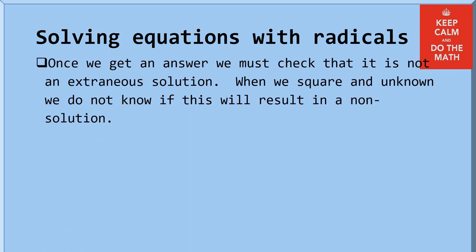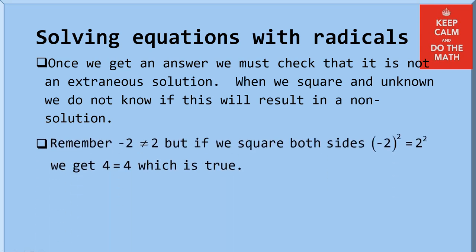We need to make sure it's not an extraneous solution, because when we square an unknown, we do not know if this will result in a non-solution. So remember, if we start out with a phrase such as -2 does not equal 2, but if we square both sides, we end up with 4 equals 4, which is true. So we do need to check our answer in the original equation to make sure it's still going to work.